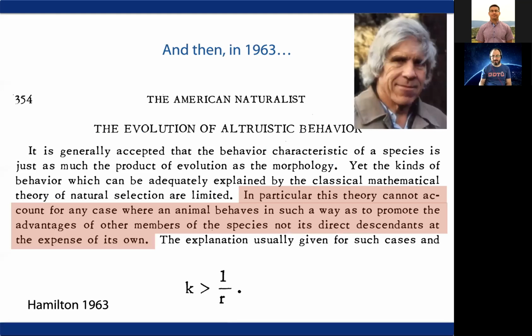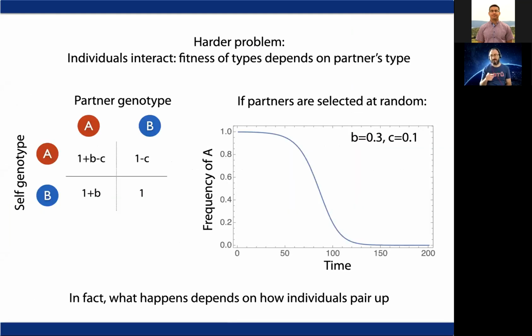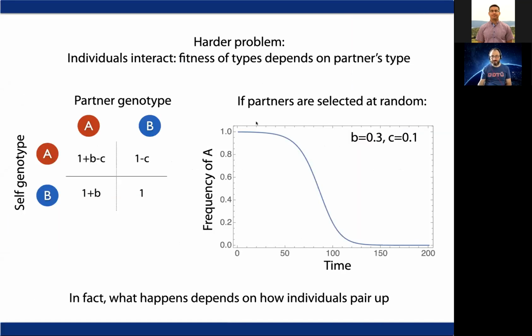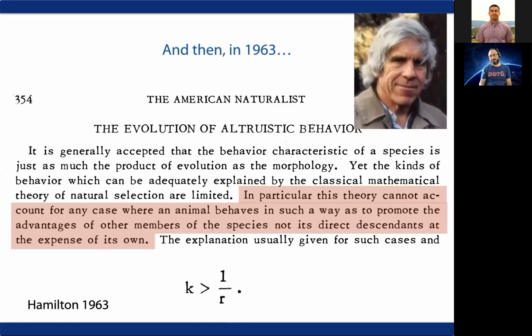And obviously, this result is contingent on this statement: if partners are selected at random. If partners are not selected at random, if the probability of A's interacting with A's and B's interacting with B's are not the same, then all of this goes out. And this is what Bill Hamilton showed.